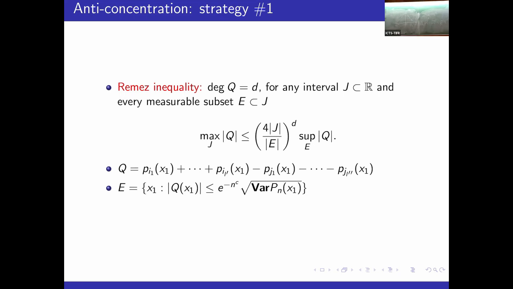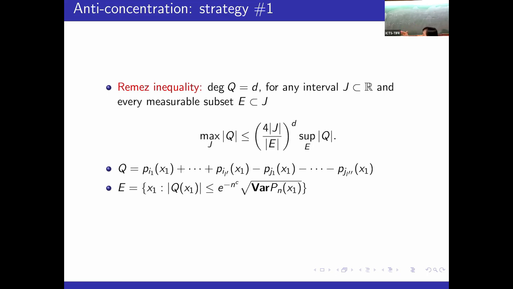So you have a polynomial q of low degree d, and you have an interval I. Suppose that on I, you know that the maximum value of q is large, then the set of points on I on which the polynomial q is small should be small. So that's the Remez inequality.